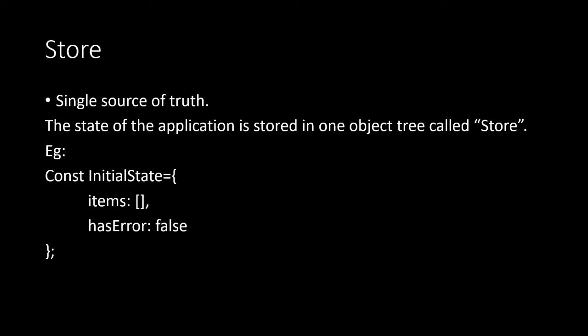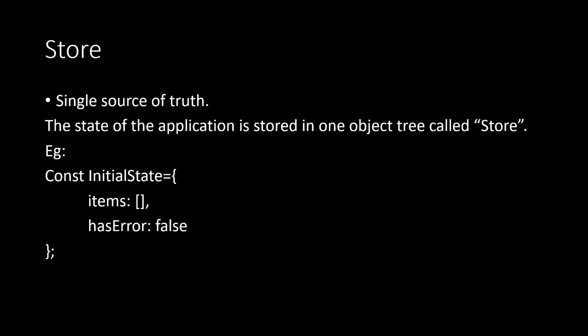Let us understand the first part, that is store. According to the principle of Redux, there must be a single source of truth. Redux helps to create universal apps. We talked about the state of the application in the last video. So, the state of the application is stored in one object tree called the store. Store is nothing but a JavaScript object.